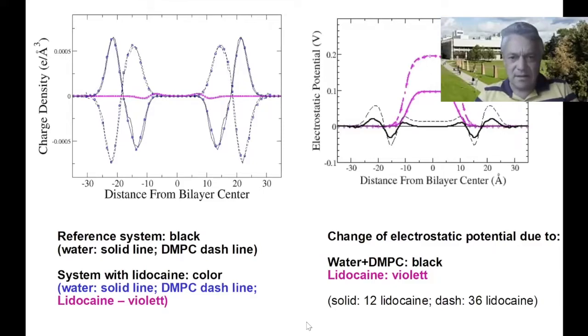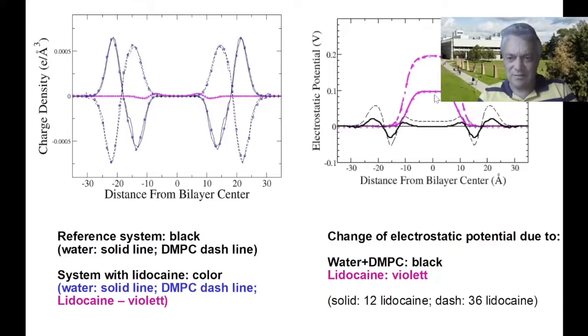This is some insight why it can be. So for further insight, we also computed the contribution from different molecules to the charge density and electrostatic potential change in the lipid membrane. It turned out that changes in the structure and coordination of water and lipids almost compensate each other. But the main increase in the electrostatic potential comes from the anesthetic molecules themselves.